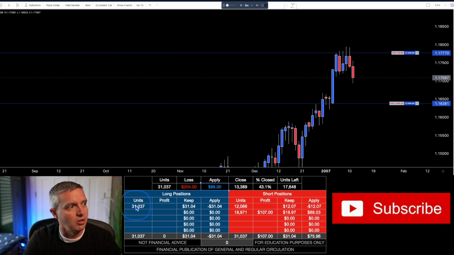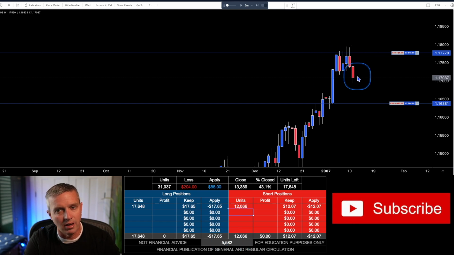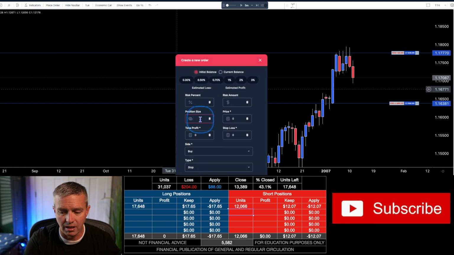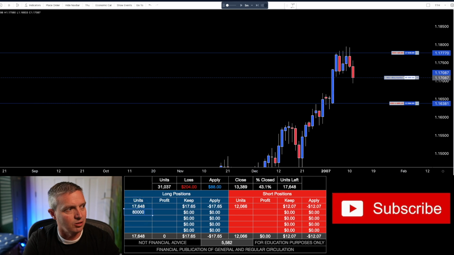Perfect. So that leaves us on the top side 17,648, and it leaves us on the bottom side 12,066. We're currently unprotected by 5,582 units, but this has been a nice pullback, so I think it's time to hop in and go long, and we can actually hop in with 80,000 units. So let's put a buy order right here for 80,000 units, and we're going to buy this at the market. We've got 80,000 units right there now.